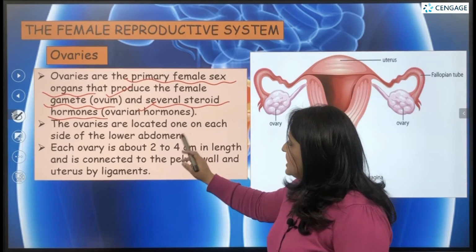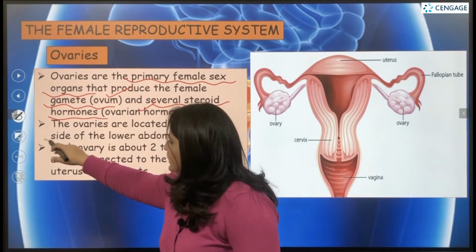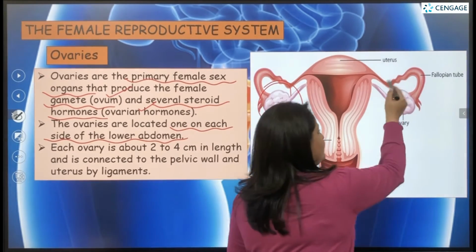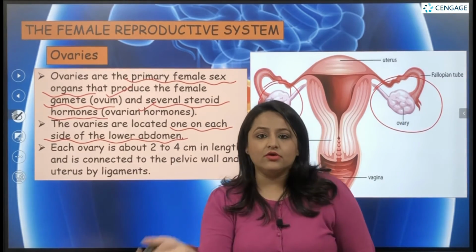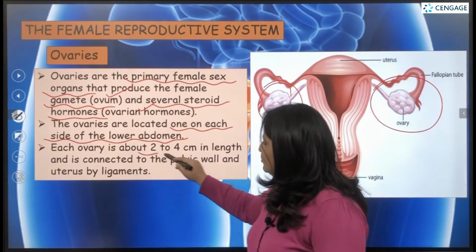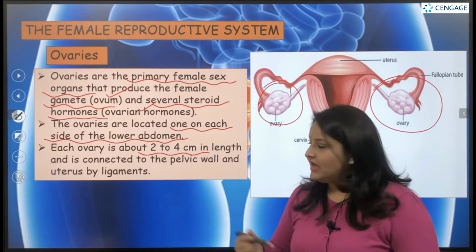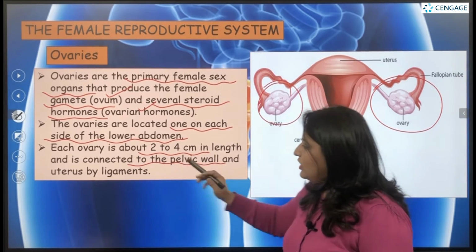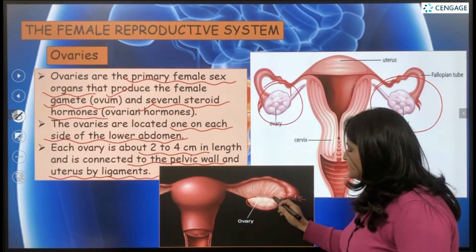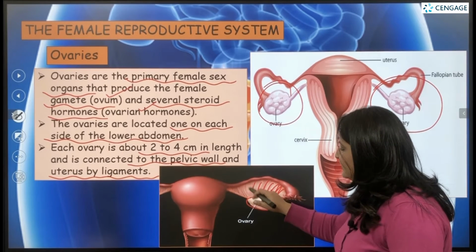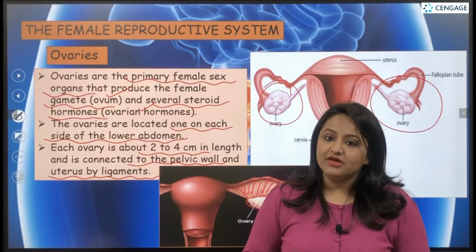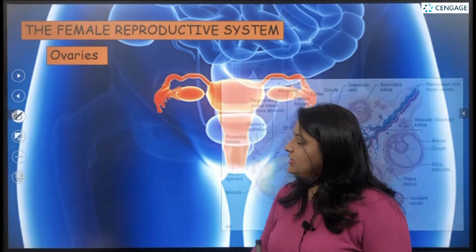The ovaries are located one on each side of the lower abdomen. We can see one ovary present over here and the other ovary present over here on either side of the uterus. Each ovary is about 2 to 4 centimeters in length, and it is connected to the pelvic wall as well as to the uterus with the help of ligaments. You can see over here, this is the uterus, and with the help of ligaments, the uterus is joined with the fallopian tubes as well as to the pelvic wall. So this is about the ovaries.